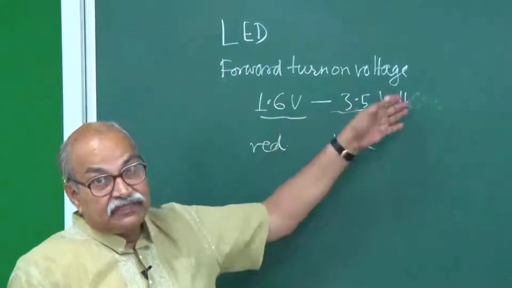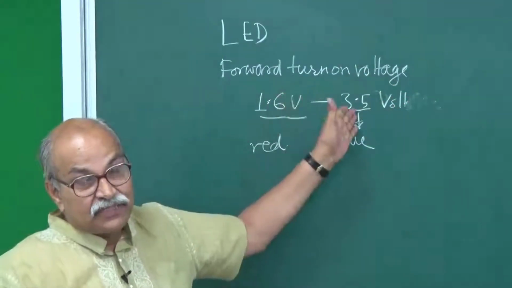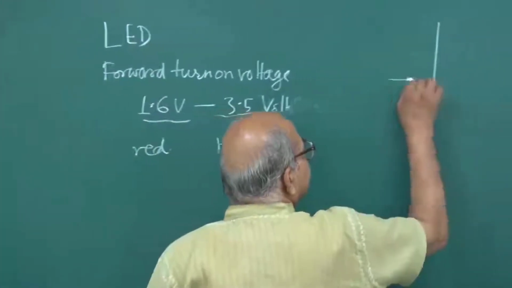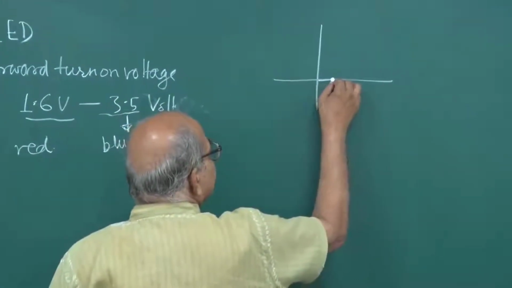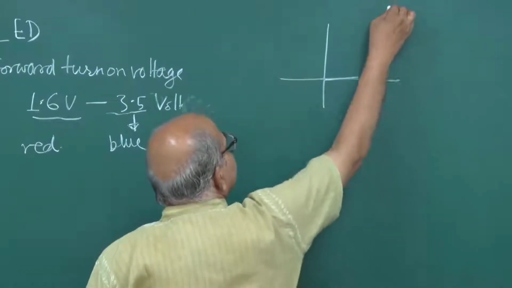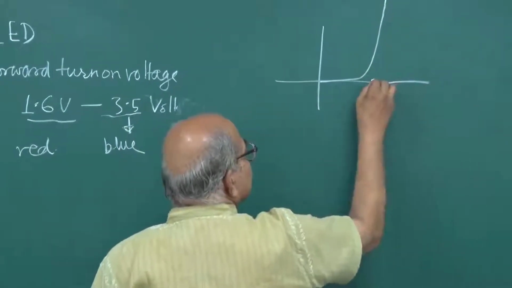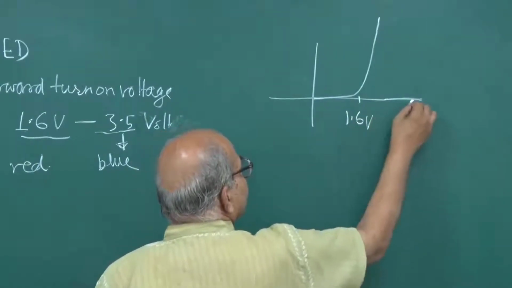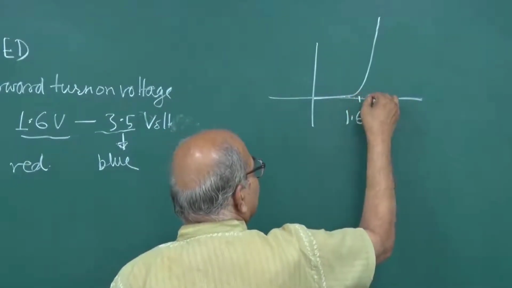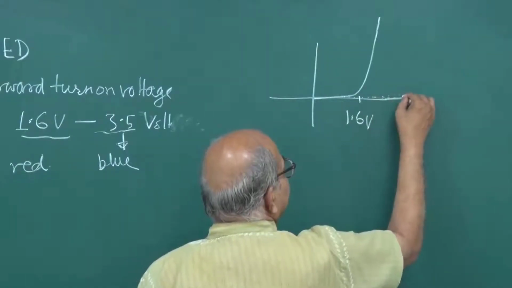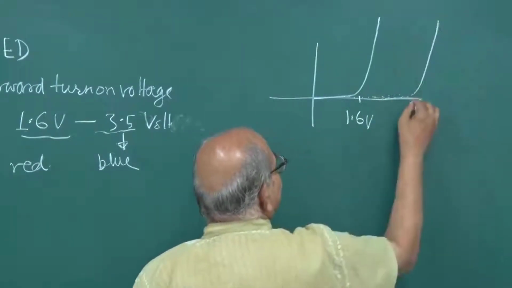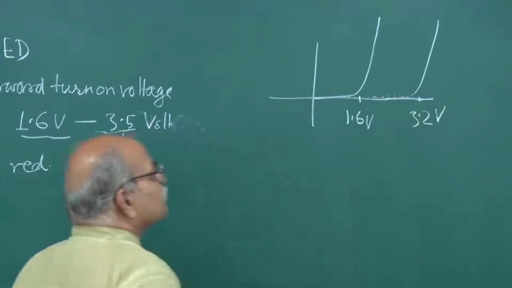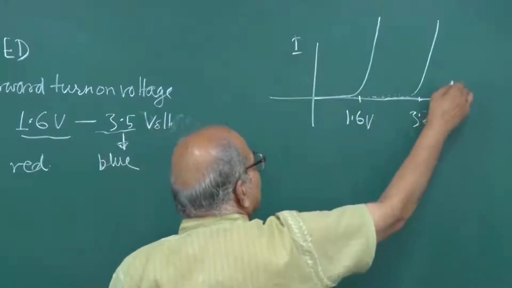And you should not give too much voltage after this forward turn on, because you know the diode characteristics. In forward bias, the current goes like this. Suddenly it increases. So if this is, let us say, 1.6 volts, and the other, let me draw another characteristic. Suppose one is this, and this is somewhere, let us say, 3 volts or 3.2 volts. This is I and this is V. This is forward biased.